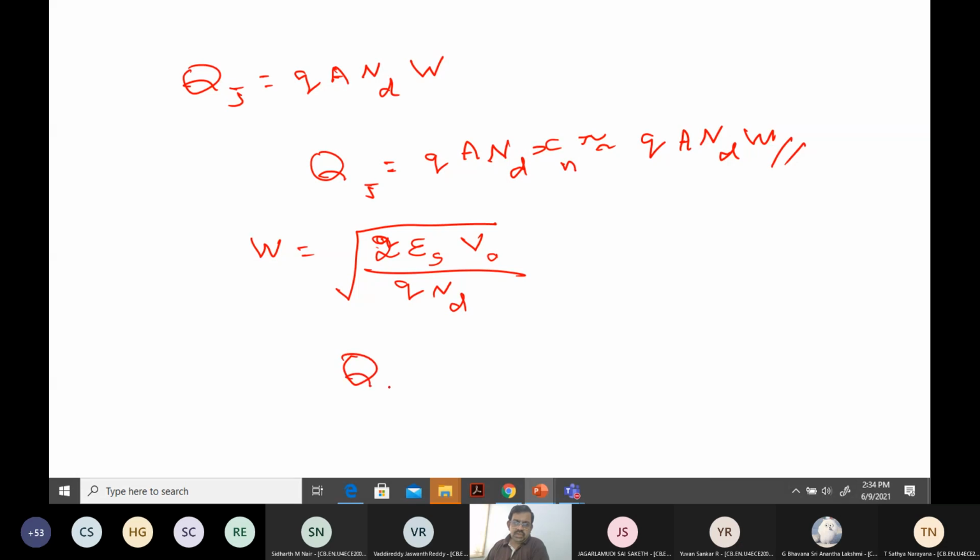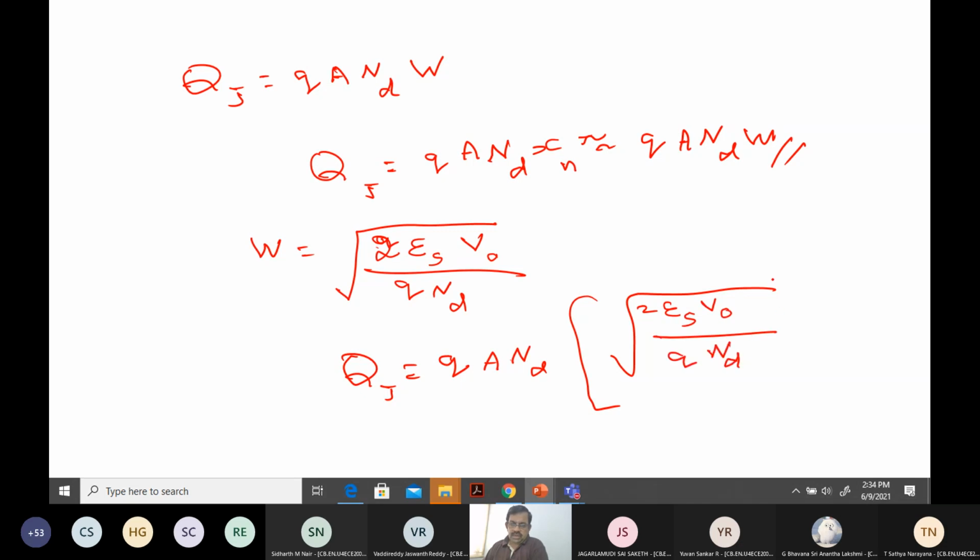What will I get? Qj equal to q A Nd, and I have to replace W. So it becomes square root of 2 epsilon s V naught by q Nd. Now if you see here, you have q here. If it goes inside the square root, then it will become q square, and there is a q in the denominator. A is not inside, so we'll retain the A as it is. The rest of the things we can simplify. You will end up getting this equation.